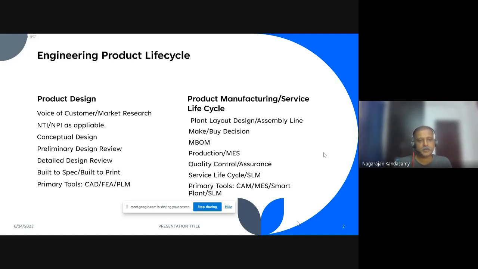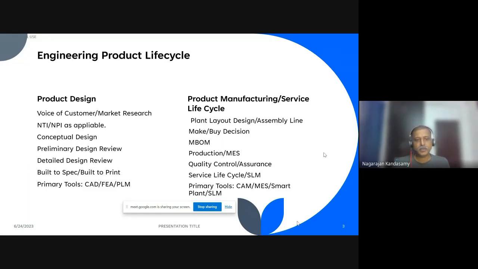Build to spec is more of, I give the specification. Let's say I want a car of 4 meter length and let's say 1500 cc, and I need a fuel efficiency of let's say 15 kilometers per hour, or I need a capacity of 5 adults, something like that. This is your specification. Then you give it to a car manufacturer and he is doing it. So this is a simple way of saying what is build to spec.